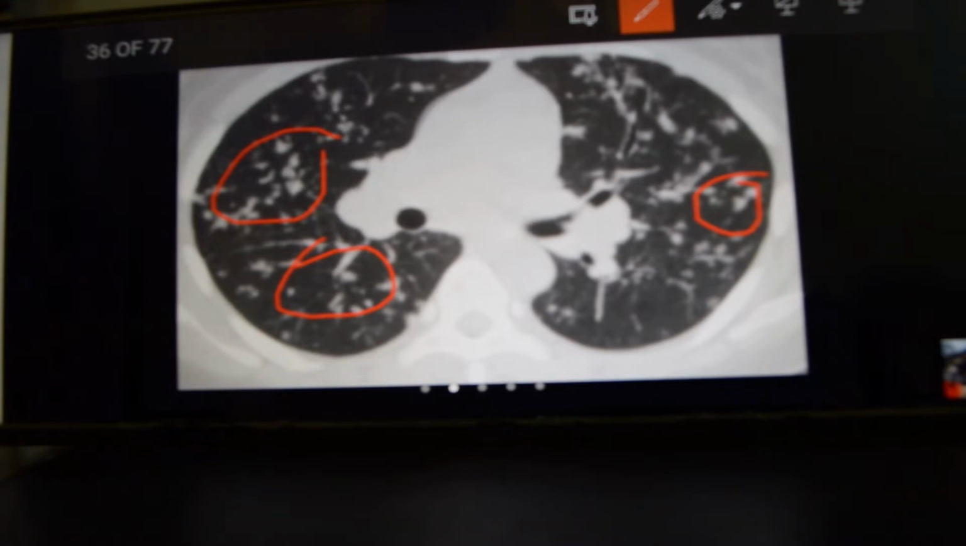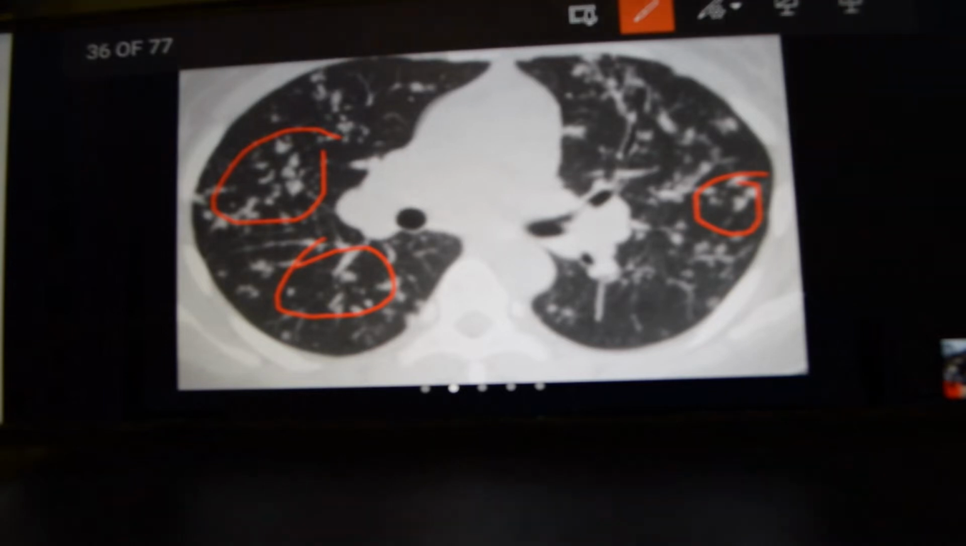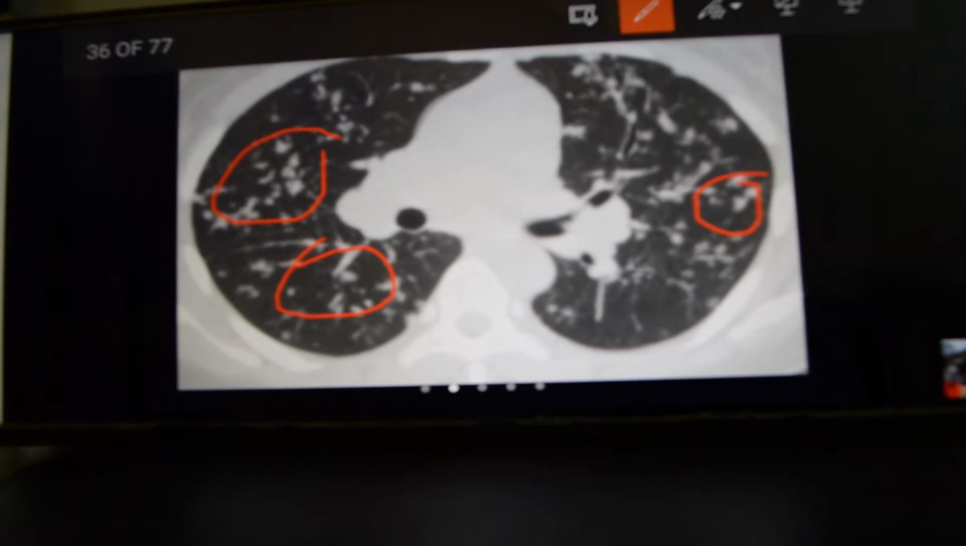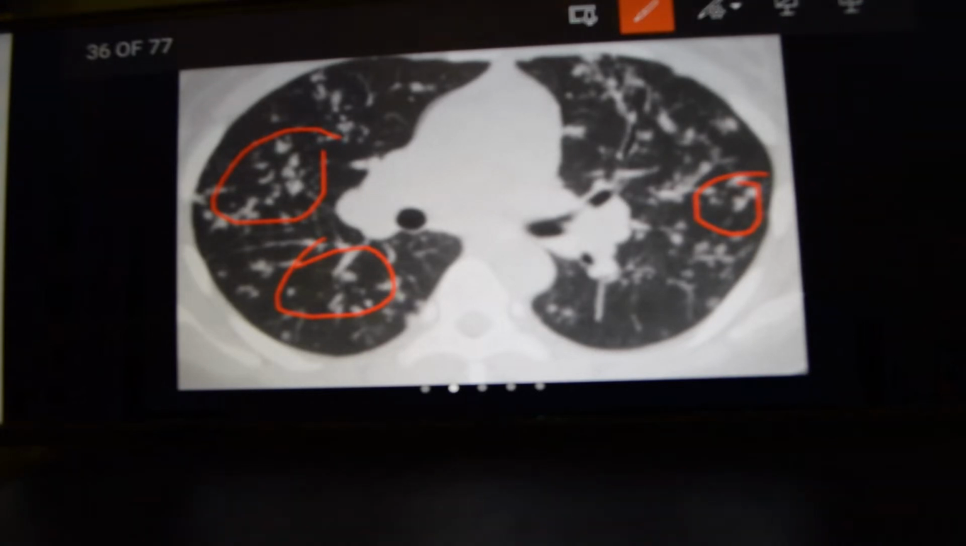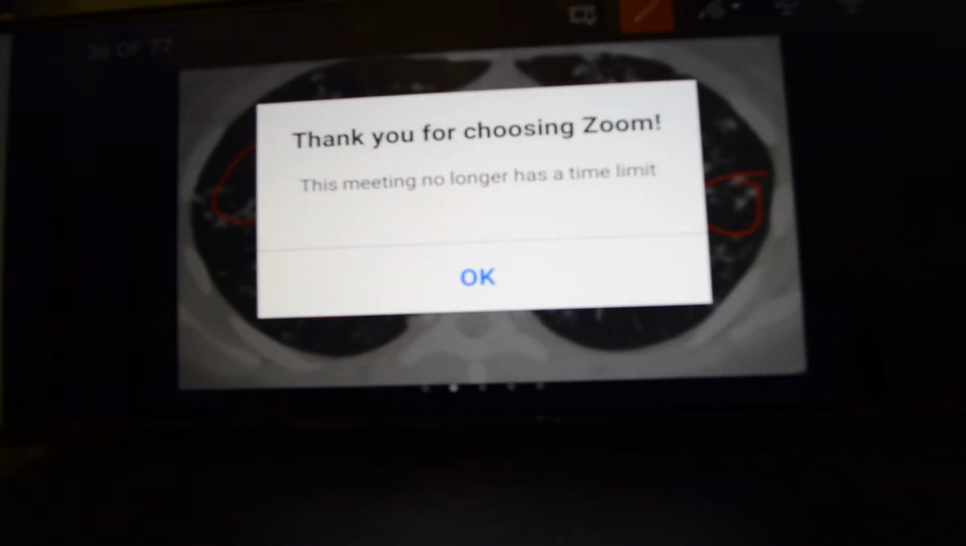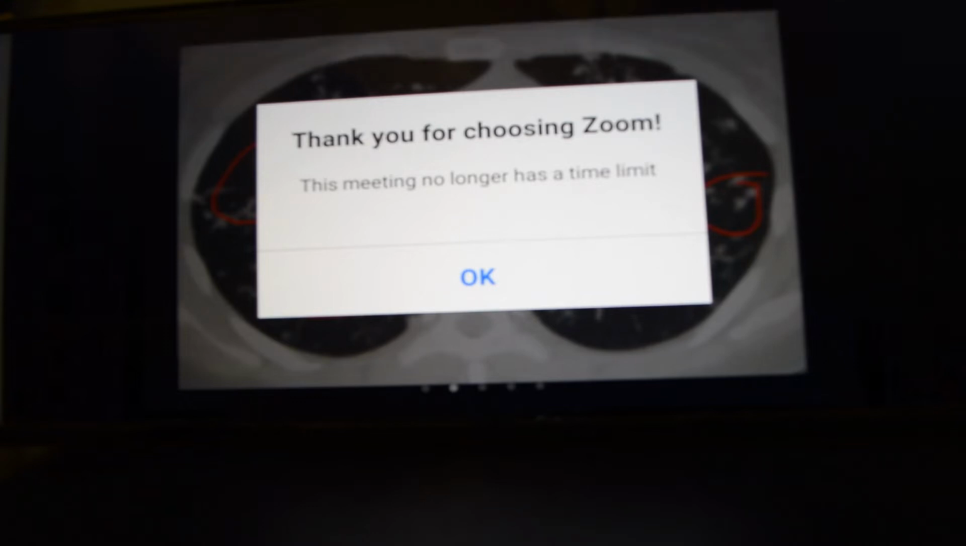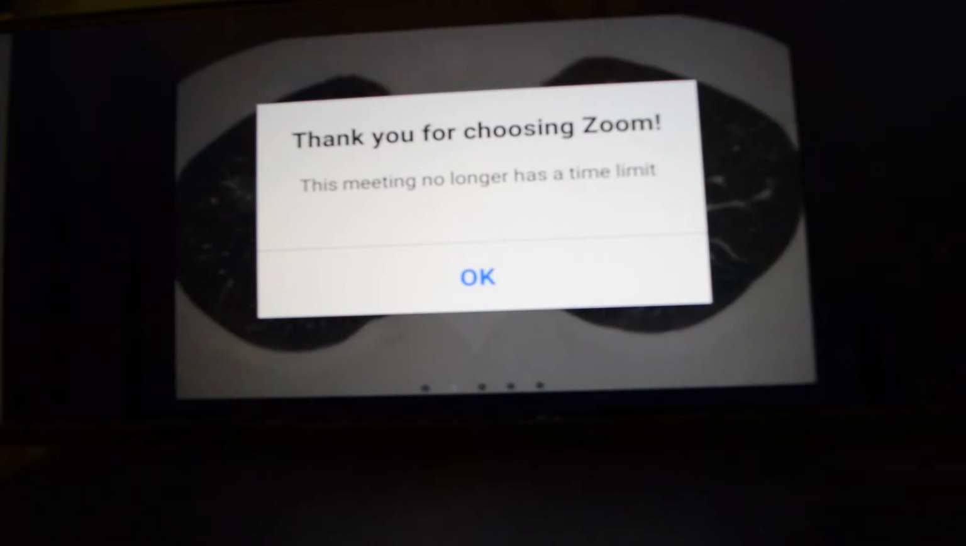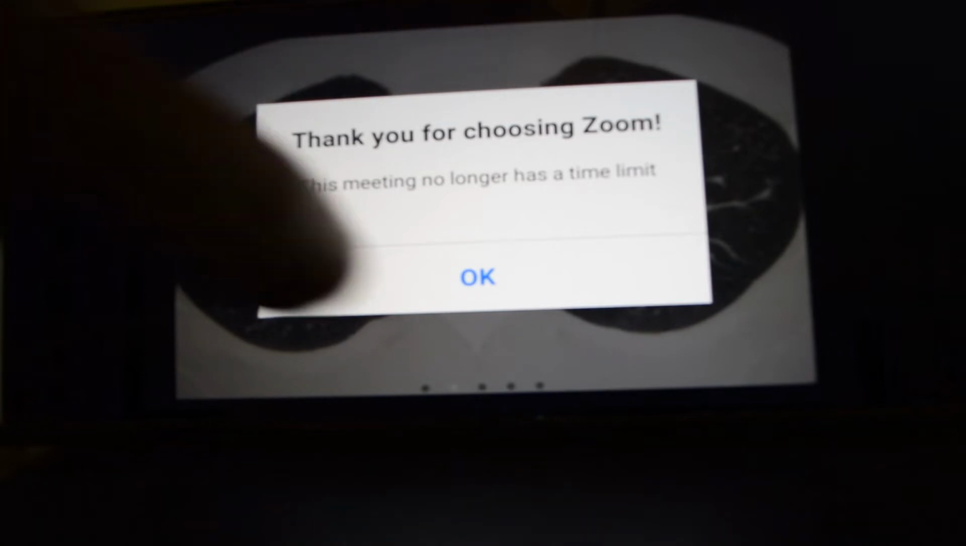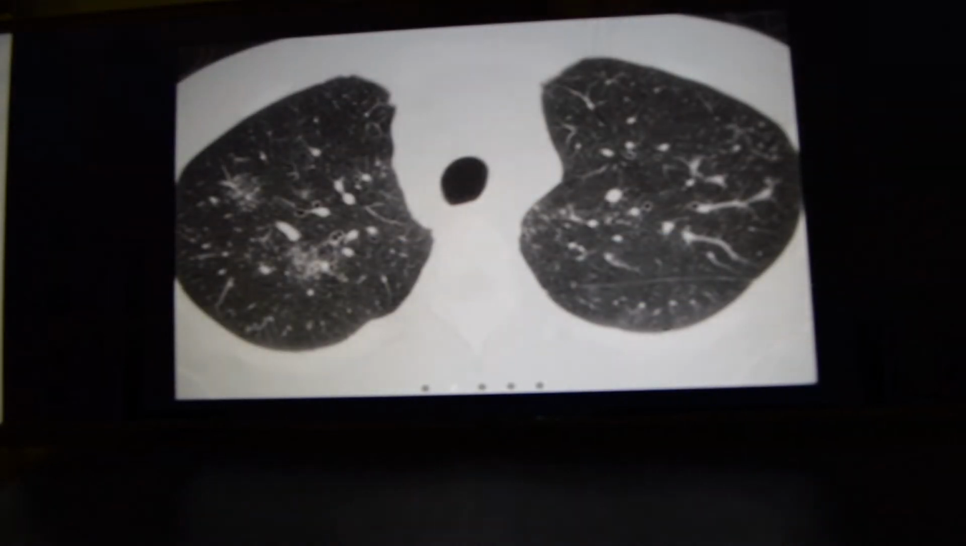Now if we find nodules, then we have to see whether they are present in a perilymphatic region or randomly distributed, whether they are centrilobular or airspace nodules, because they all have different etiologies. The perilymphatic nodules are subpleural in location and also found along interlobular septa, interlobular fissures, and along bronchovascular bundles.